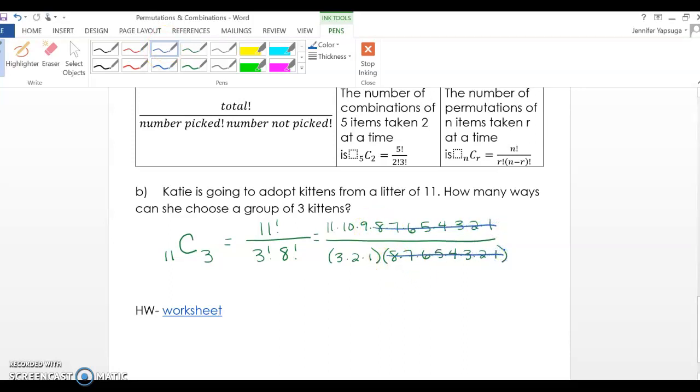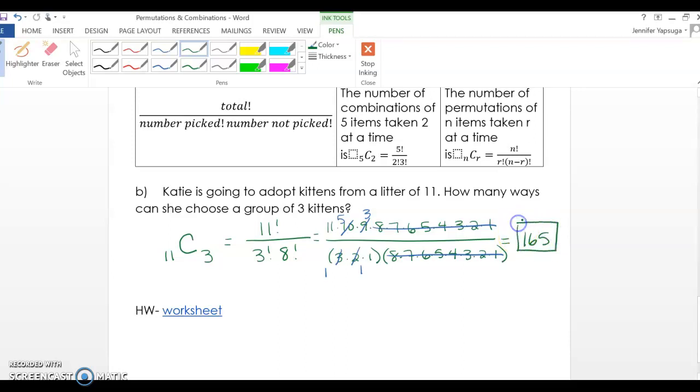Those can go goodbye. And then I look and see if I can simplify anything else. Well, the 3 and the 9, those are common factors. So this can become a 3, and this can become a 1. And then 10 and 2, we can turn that into a 5, and this into a 1. And then we can go ahead and simplify. So now we've got 11 times 5 times 3, which gives me a grand total of 165. And there you have it.